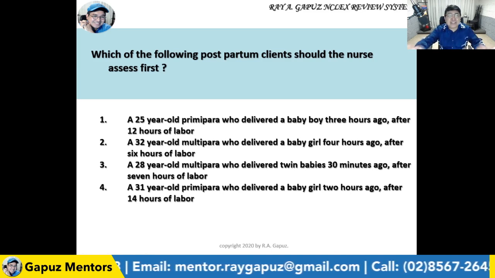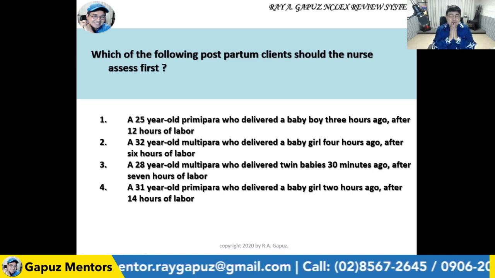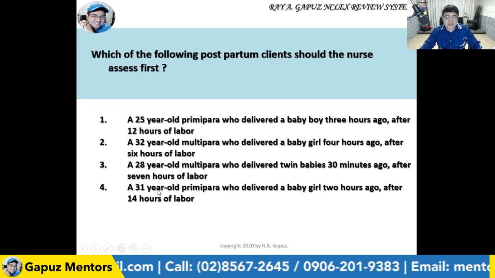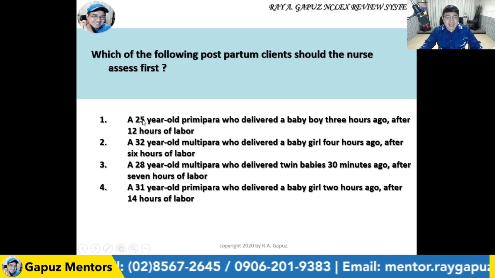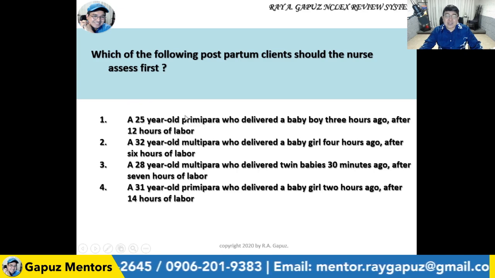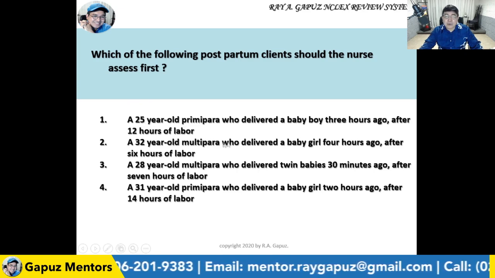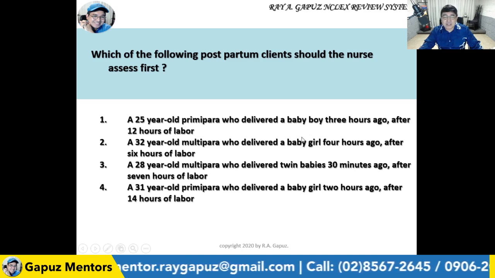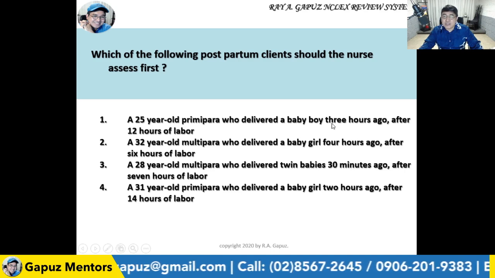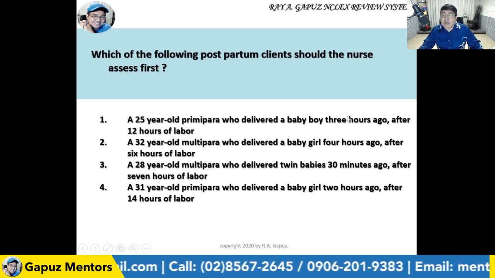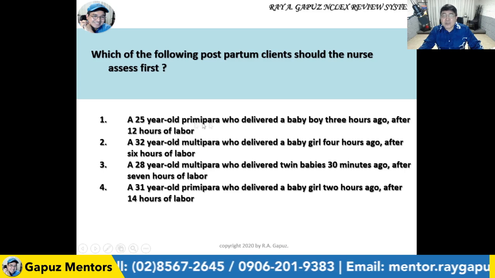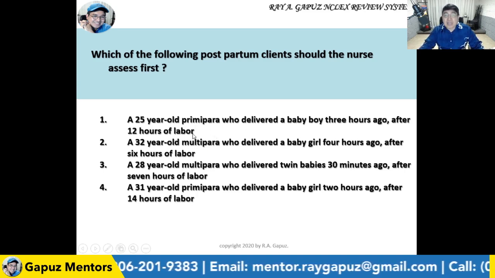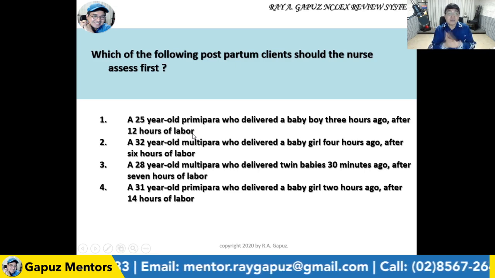What if you have this kind of question in front of you in the computer? You would say, what would I need to look for to eliminate distractors? Would I need to focus on the age? Or is it on whether the client is a primipara or multipara? Or is it on the gender of the baby that they delivered? Or the number of the babies they delivered? Or is it on the number or duration of hours on how long ago they have delivered? Or is it the duration of hours of labor? So it's very difficult to analyze the question if you're not guided.